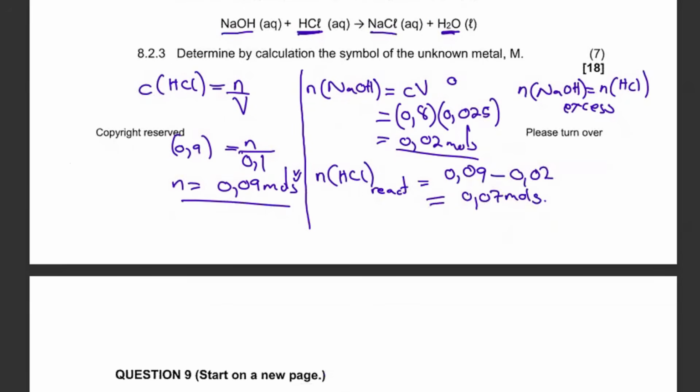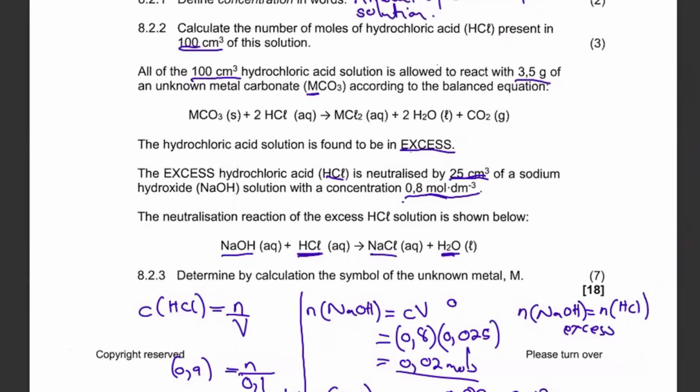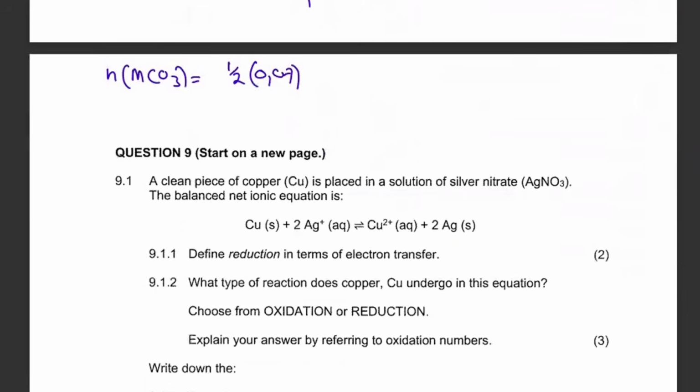So having that information now, we can safely proceed to say the number of moles of the unknown carbonate, which is your MCO3, is equivalent to half of what? 0.07. The ones that actually react. So where do we get this one from? If you check the equation there, it says the mole ratio is 1:2. That's why we're going through that path there.